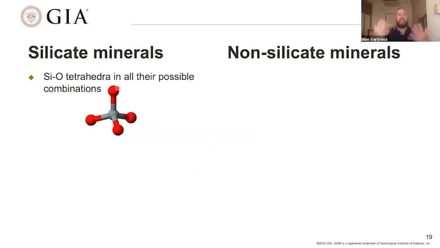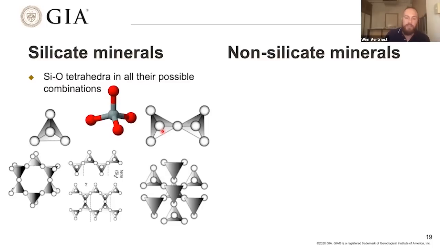So what actually is a silicate? A silicate mineral is a mineral that contains a silica oxygen tetrahedra. So it looks a bit like this, with your silica in the middle and your oxygen atoms. But you have them in all their possible combinations. So this is your basic building block, but you can let your fantasy run wild and combine them in any way possible. And these are just a few examples.